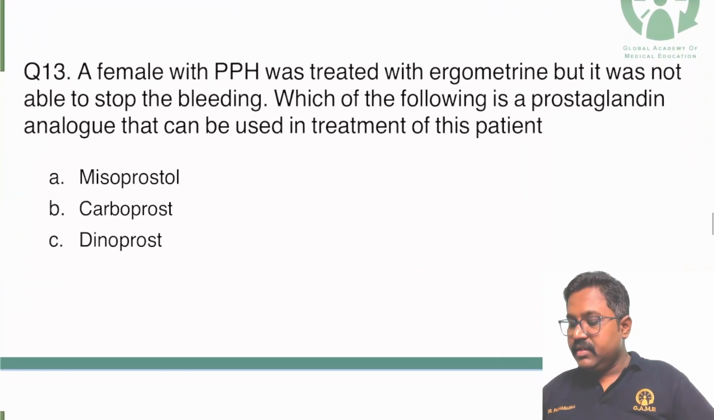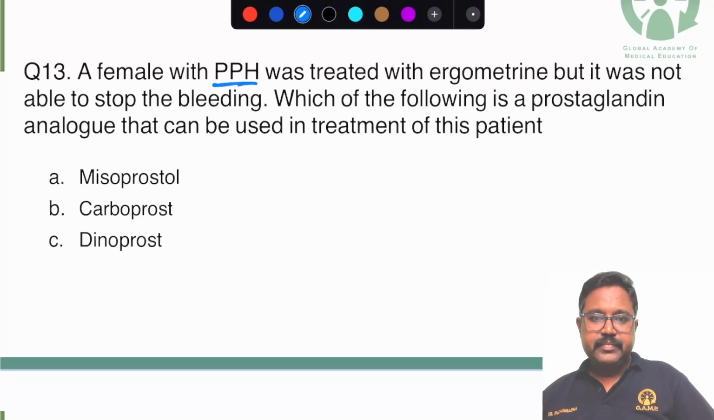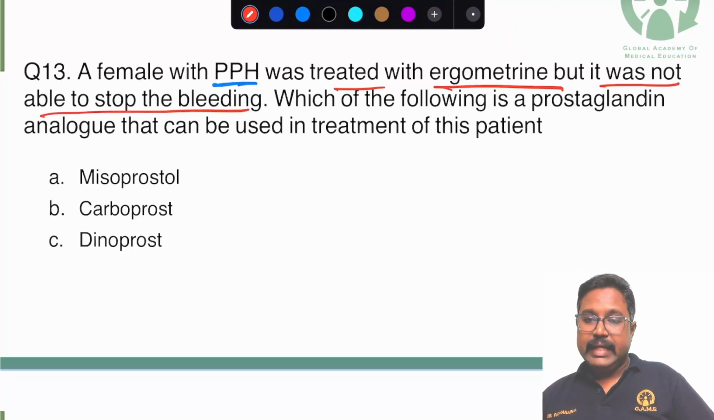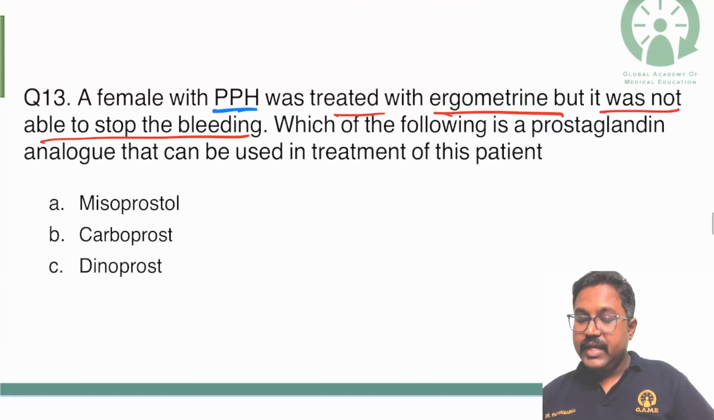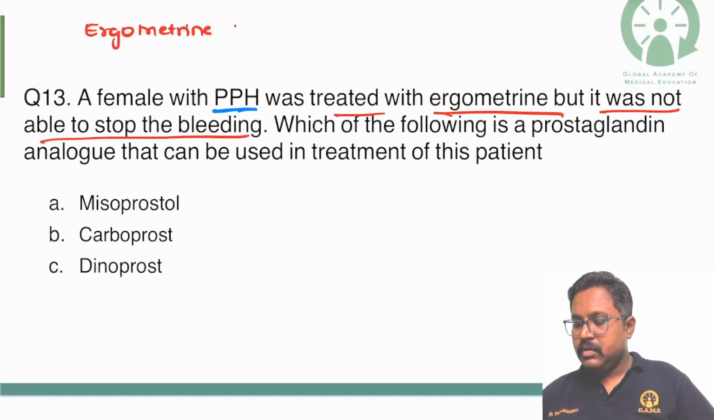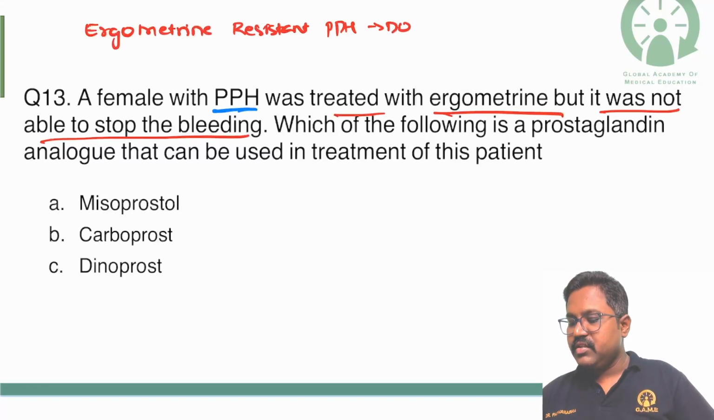A female with postpartum hemorrhage. They are treated with ergometrine already, but it was not able to stop the bleeding. So that means they are talking about ergometrine resistant PPH. What will be the drug of choice in case of ergometrine resistant PPH?